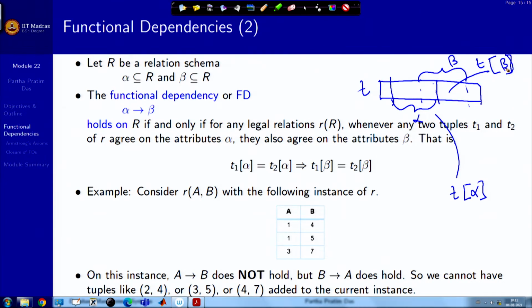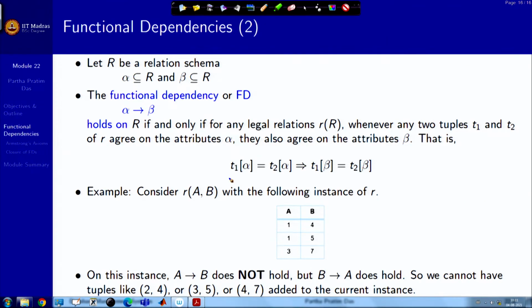So, using that notation, we say that we have two tuples T1 and T2, they have the same alpha values, that is their alpha part tuple of T1 and alpha part tuple of T2 are same. If that happens, then their beta parts will also have to be same.